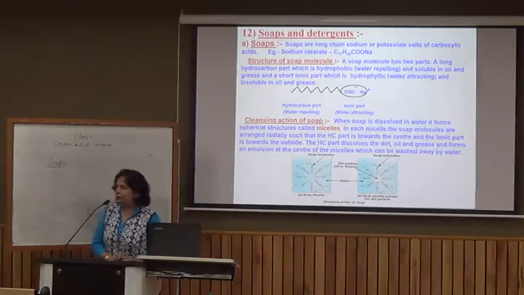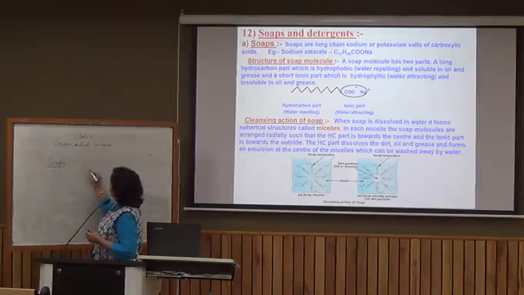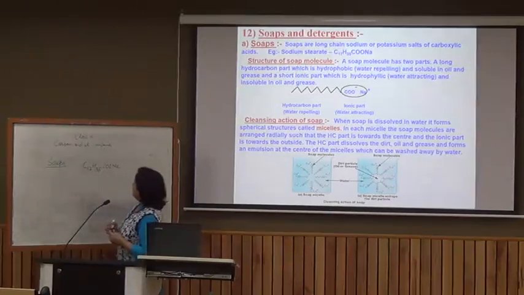I am taking one example of the soap. Let it be C17H35COO, and this is a soap. The carboxylic acid has 17 carbon atoms in it. Here the soap helps in cleansing.